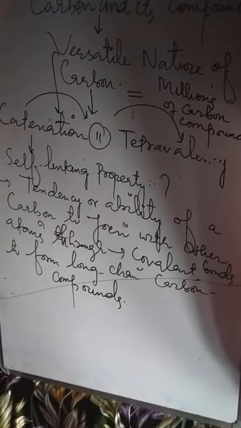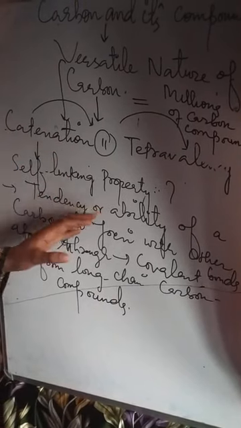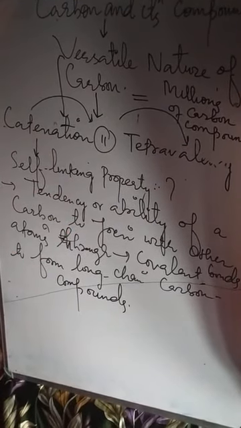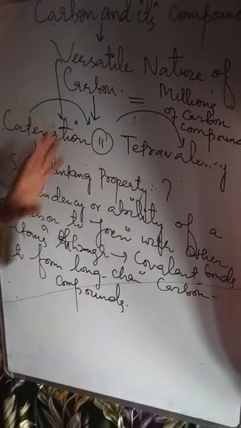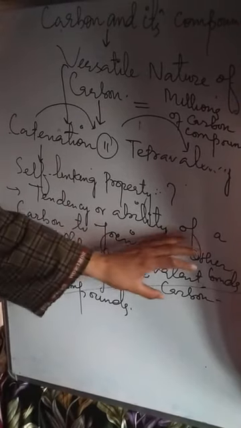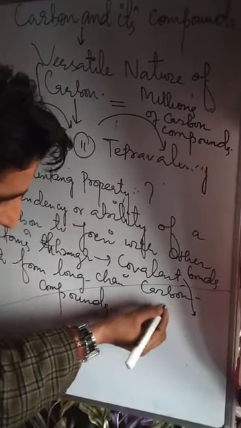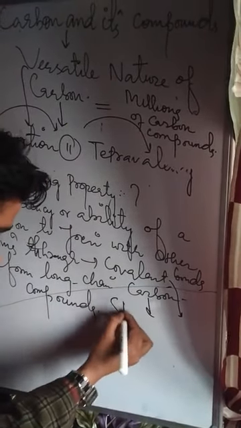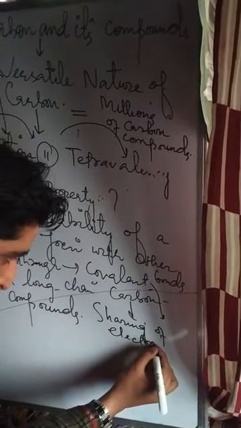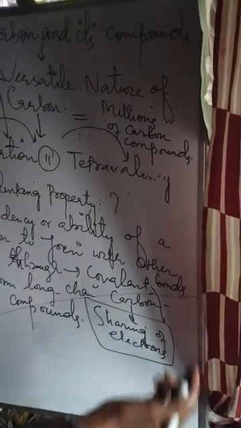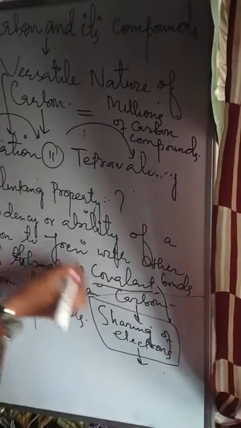Catenation is the self-linking property, the tendency or ability of a carbon to make bonds with itself. It's this property which enables carbon to form millions and trillions of compounds, and these carbons join with one another through covalent bonds. I told you in the previous lecture that carbon always forms bonds by mutual sharing of electrons, and the bond formed between two carbon atoms and other atoms by mutual sharing of electrons, we call a covalent bond.